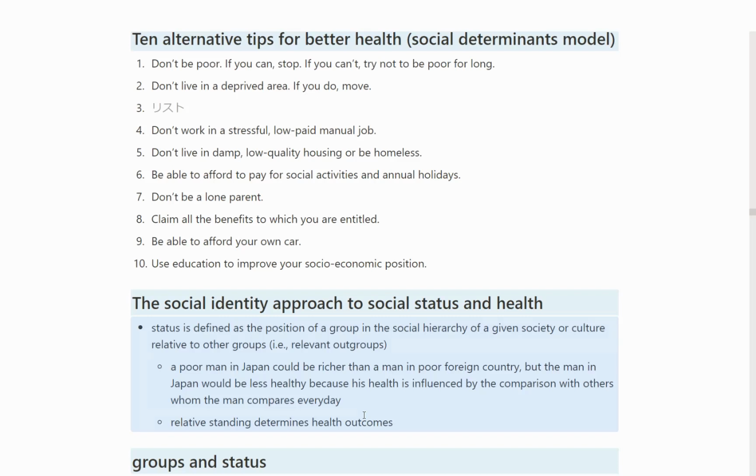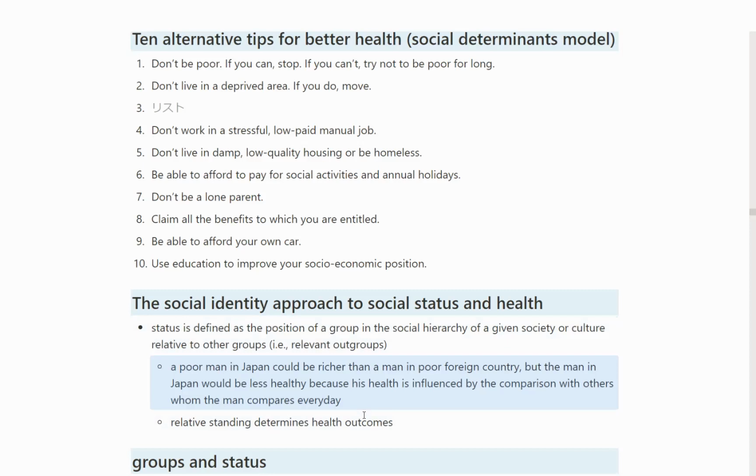Okay. So a poor man in Japan could be richer than a man in a poor foreign country, but the man in Japan would be less healthy because his health is influenced by the comparison with others whom he compares himself with every day. So remember, status is defined in relation to other relevant outgroups, right? A poor man in Japan would not compare himself with rich men in a poor country, but would compare himself with even poorer men or richer men in Japan because these are their relevant outgroups.